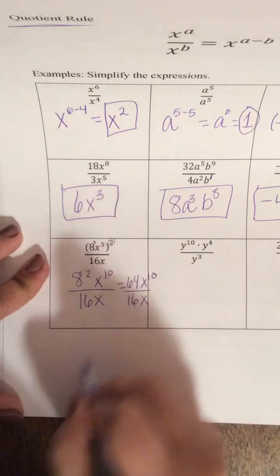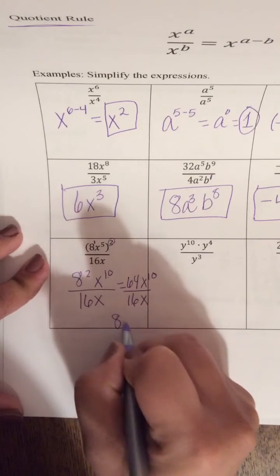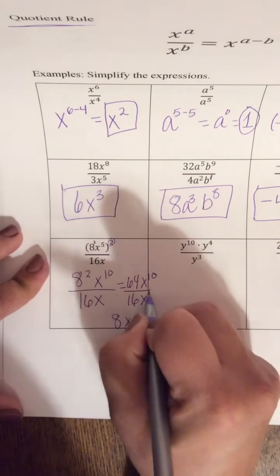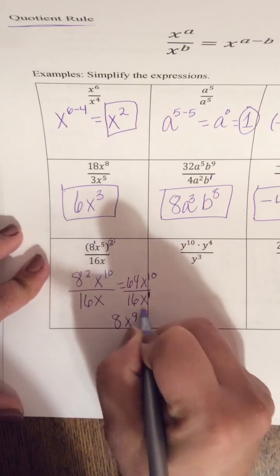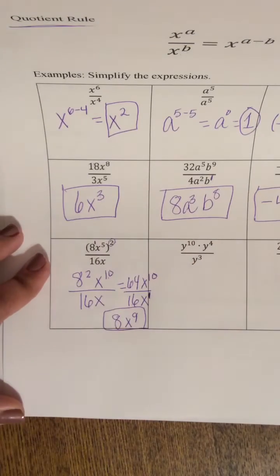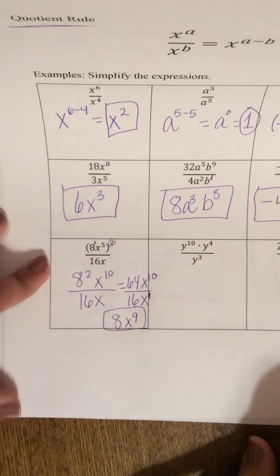Now we can divide 64 by 16. 8. Put a little 1 as an exponent there. 10 take away 1. That's 9. And so that's going to be your final answer there.